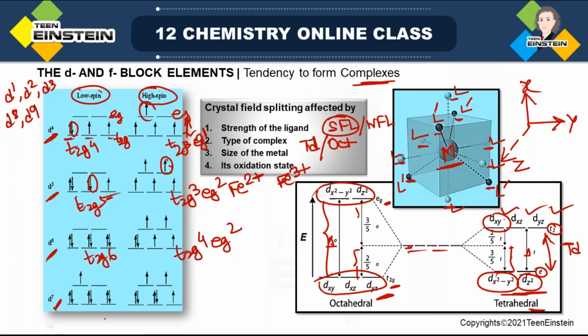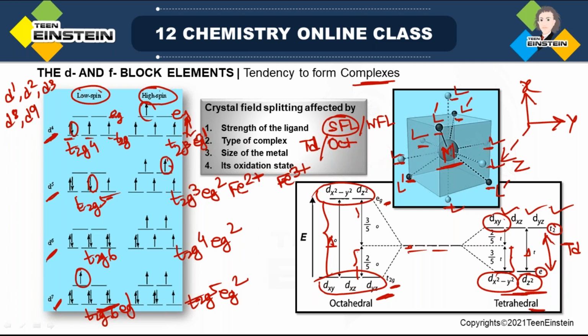And for d7, see, the 7th electron has to move to Eg because the capacity here is no longer present to hold one more electron. But still here the configuration is t2g6 eg1 and this is t2g5 eg2. So see the difference in electronic configuration.